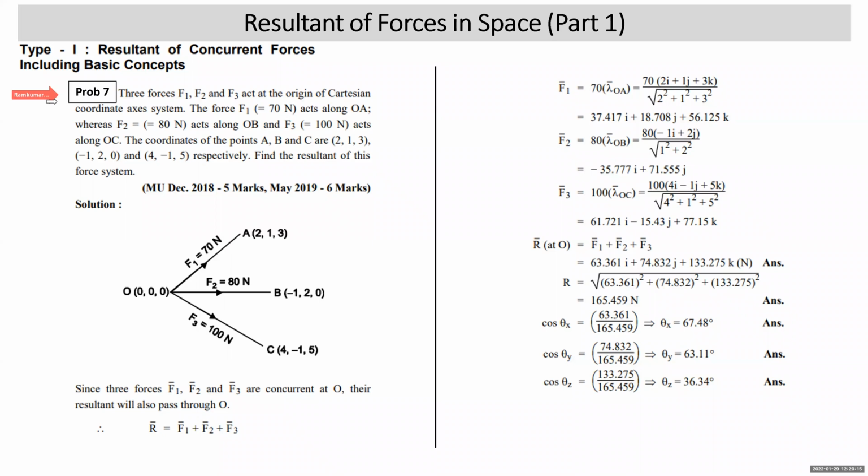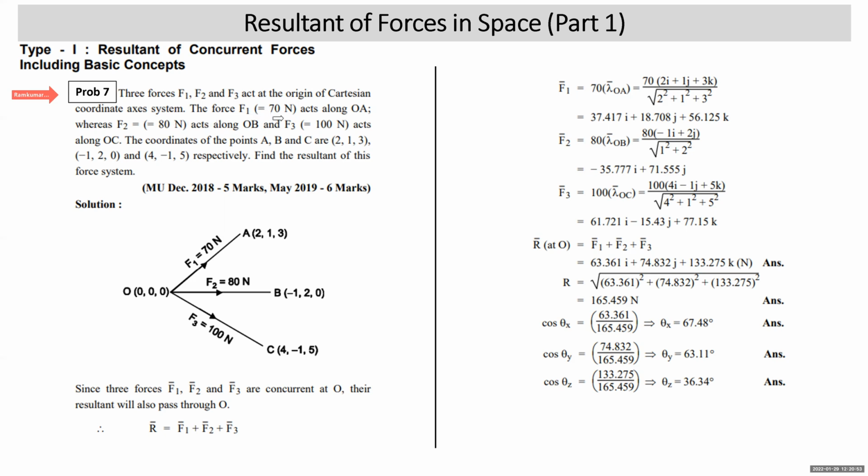Now, for the next 2-3 problems, as in the last problem, one of the parts was the resultant of a concurrent force system. Now the next 3 problems I'll be discussing purely on the resultant of a concurrent force system, because the basic fundamentals we have learned: how to write the force in vector form, how to find the moment of the force about a point, and how to find the component of the force in some other given direction. Now let's start. Question number 7. I read the sum. 3 forces F1, F2, F3 act at the origin of the Cartesian coordinate axis system.